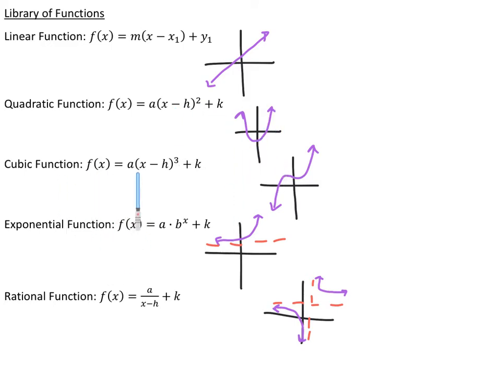Cubic, f of x equals a times x minus h quantity cubed plus k. Looks like this. Exponential function f of x equals a times b to the x plus k, where you have a horizontal asymptote at y = k. And rational function f of x equals a divided by x minus h plus k, where you have a horizontal asymptote at y = k and a vertical asymptote at x = h.